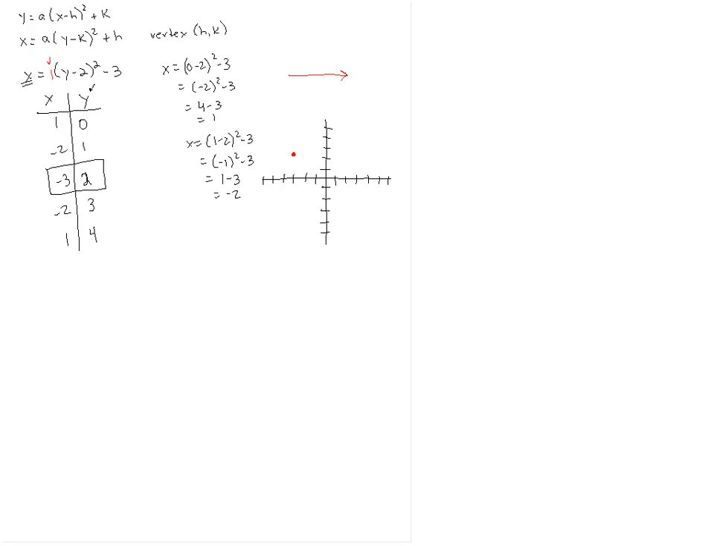So if I did this right, all my points will be this side of the vertex. Well, I have 1, 0. I have negative 2, 1. I have negative 2, 3. And I have 1, 4. Look at that. Perfect parabola going that way. Okay? So it's just the same idea, but instead H is here and K is there. Okay, you have to flip it.